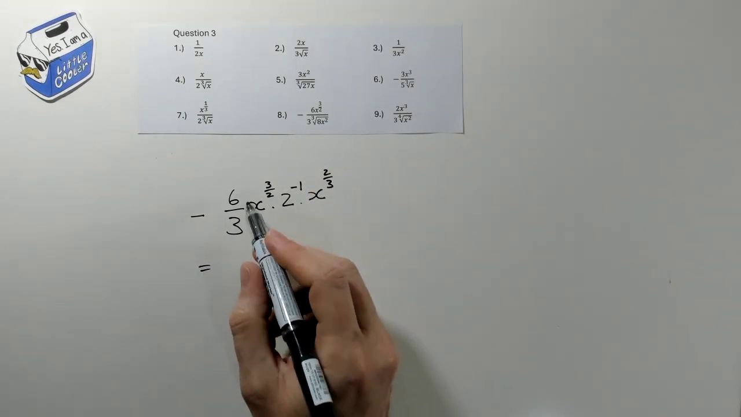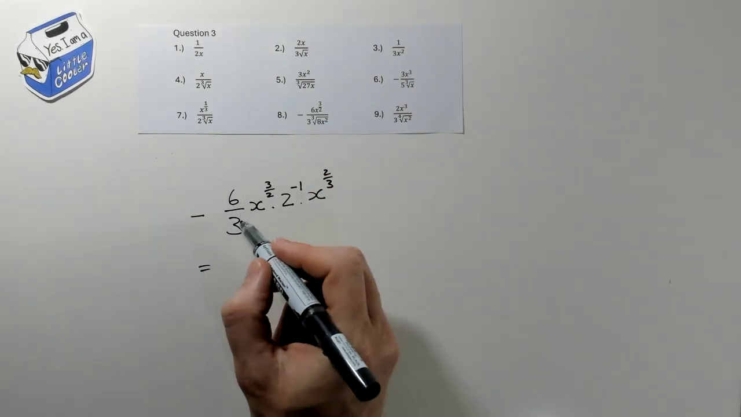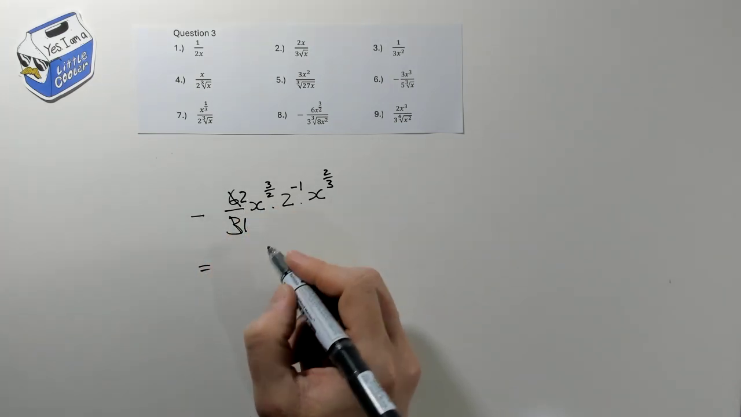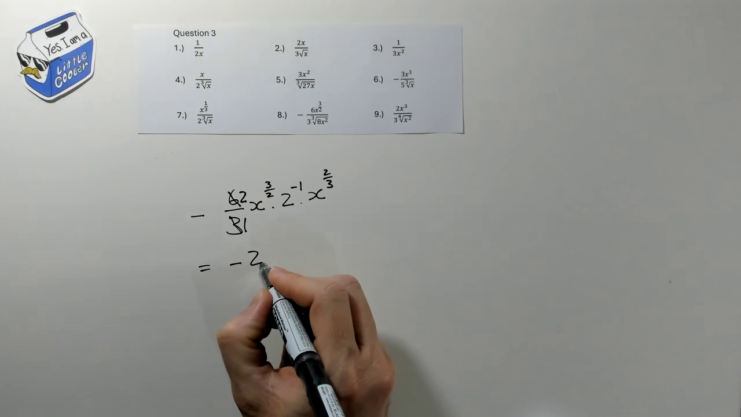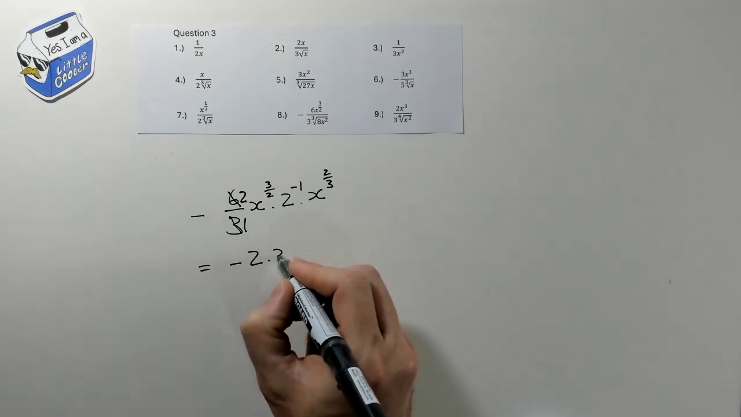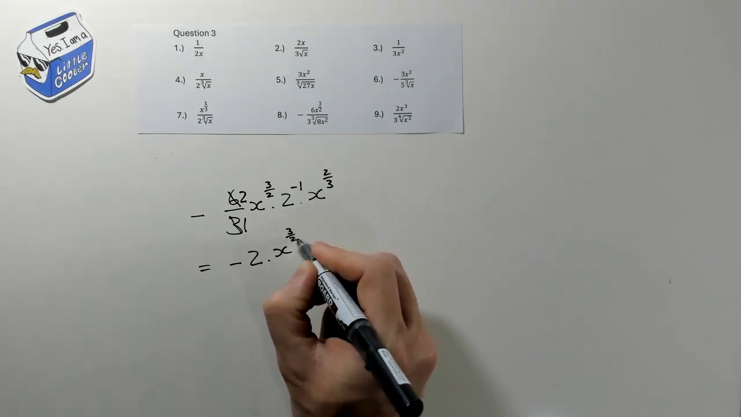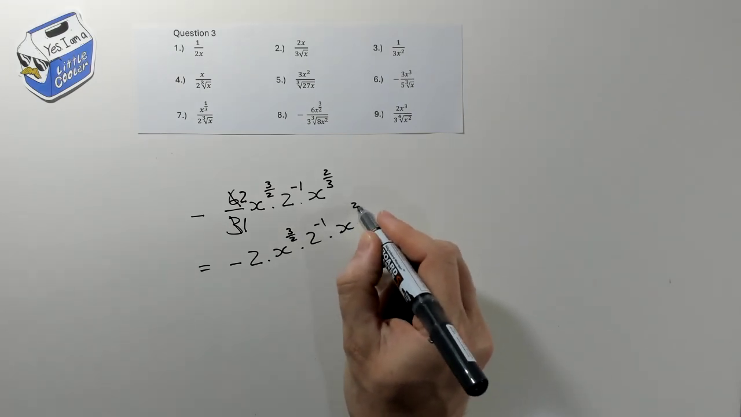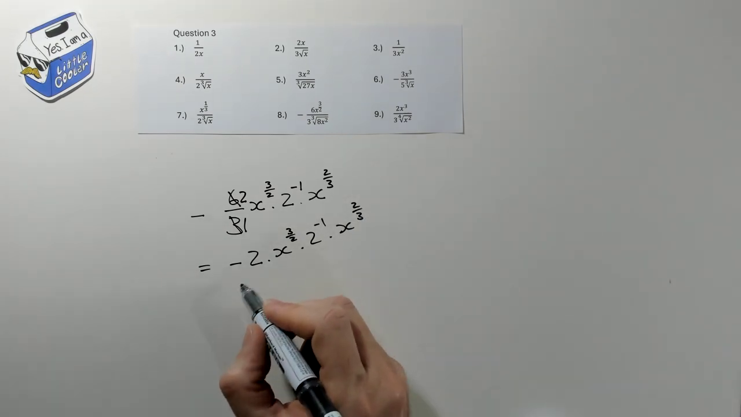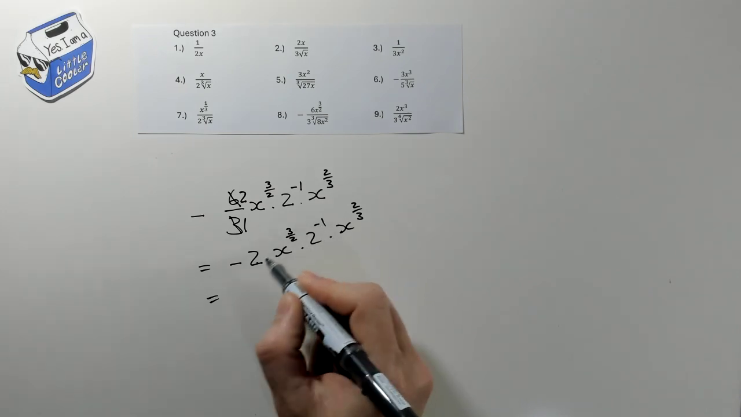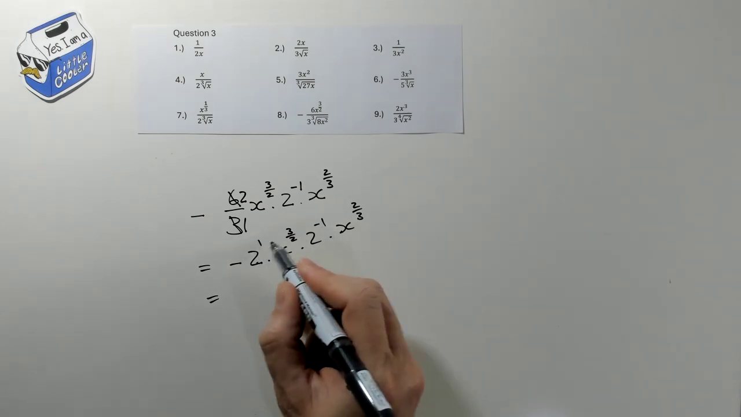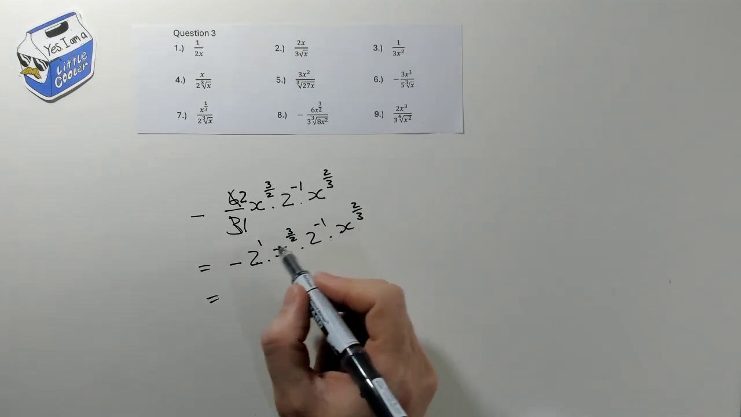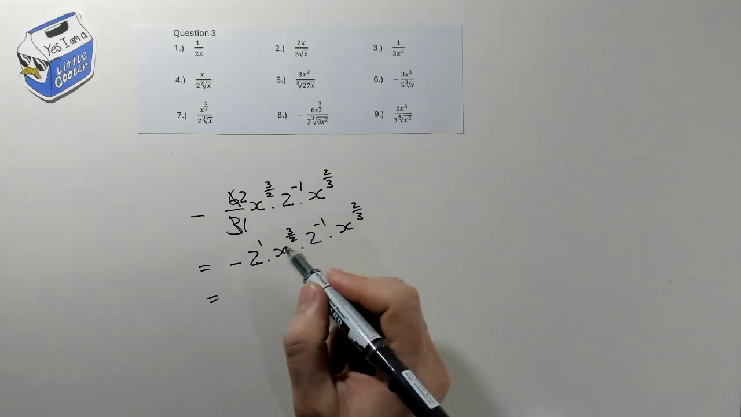And I can make it easier for myself to say, okay, well, the 3 can go in itself once, and the 6, that will be a 2. So I'm left with negative 2 times x to the power of 3 over 2 times 2 to the power of negative 1 times x to the power of 2 over 3. And I see this 2 and that 2, they are the same bases, and this index is 1. 1 minus 1 is 0, and it would just reduce to 1.